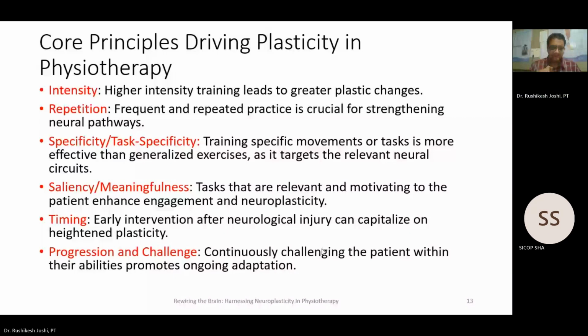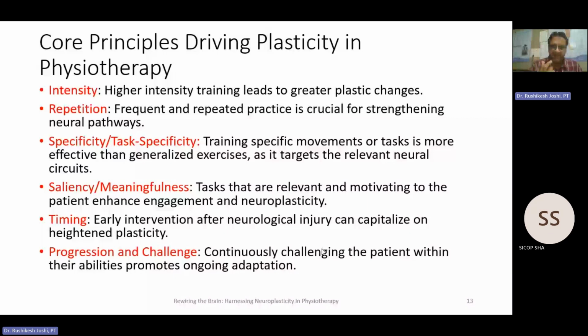All right. Next principle is meaningfulness of the task. You should give exercises which are relevant to the patient's lifestyle, the patient's occupation, or maybe the patient's daily routine. And even the timing of the exercises matters a lot. When I say timing, it's about starting the rehabilitation as early as possible. So in physiotherapy, we always say early intervention is better.